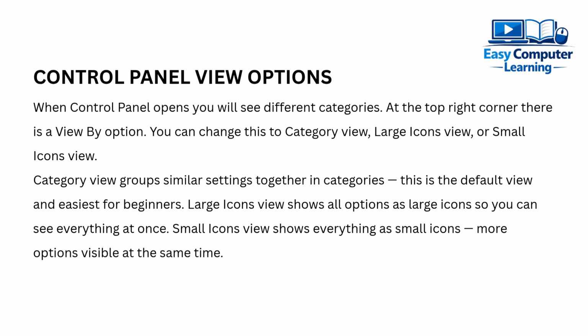Control Panel View Options. When Control Panel opens, you will see different categories. At the top right corner, there is a View By option. You can change this to Category View, Large Icons View, or Small Icons View. Category View groups similar settings together in categories. This is the default view and easiest for beginners. Large Icons View shows all options as large icons, so you can see everything at once. Small Icons View shows everything as small icons, with more options visible at the same time.